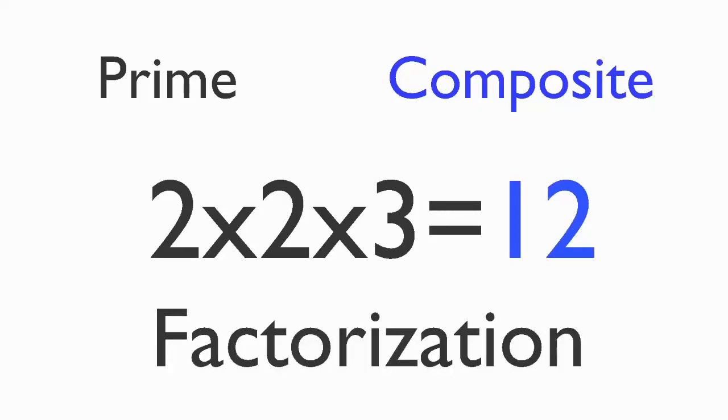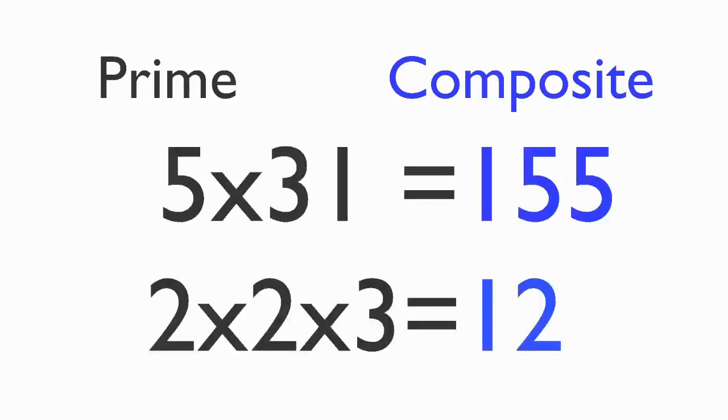What we've done here is called factorization. We take 12 and figure out what primes we need to multiply together to get 12. Another example, a little bit harder, is 155. It's 5 times 31. With a small number like 12, you could just think about it for a minute and come up with its factorization, which is 2 times 2 times 3. That's a pretty small number.